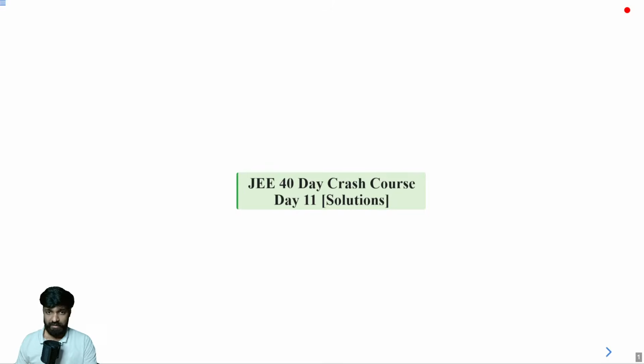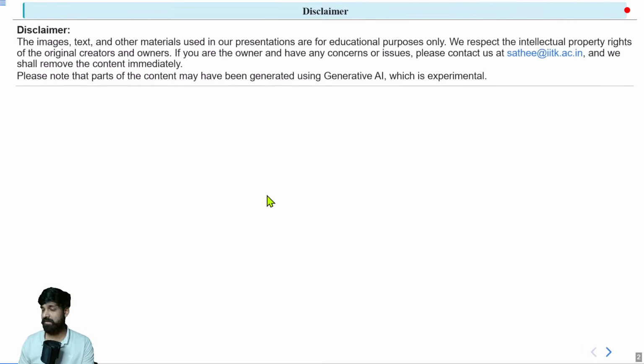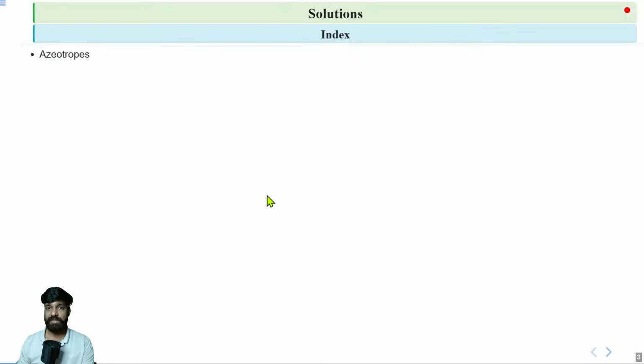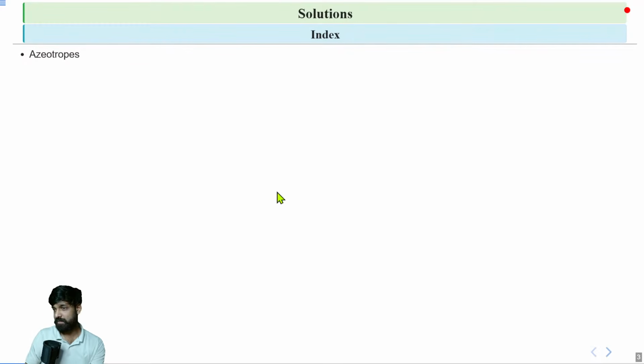So first of all, this is our disclaimer, and what are the topics that we are going to cover today. There is a small topic related to ideal and non-ideal solutions, which is azeotropes. There are basically two types of azeotropes: minimum boiling and maximum boiling azeotropes. Then we will move on to Henry's law. We talked about the relation of this Henry's law in yesterday's class. I will now discuss it in detail today.